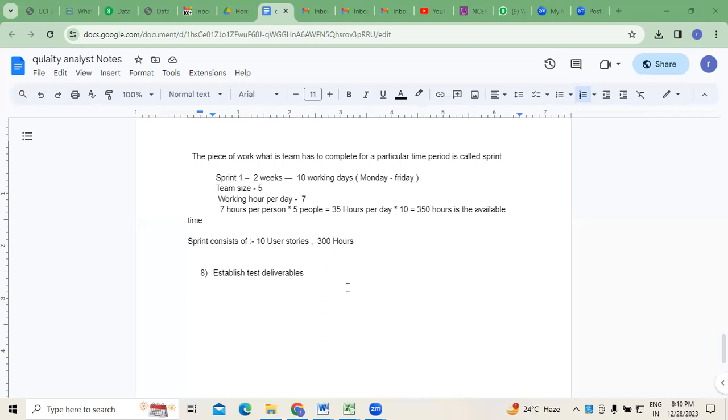Now, whenever we want to know about the test deliverables, there is some documentation which has to be prepared as far as the manual process itself is concerned. Right, let me write it down here.